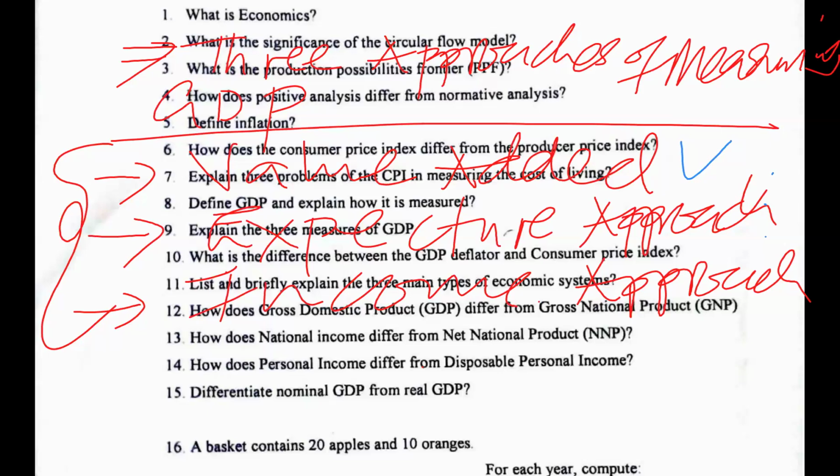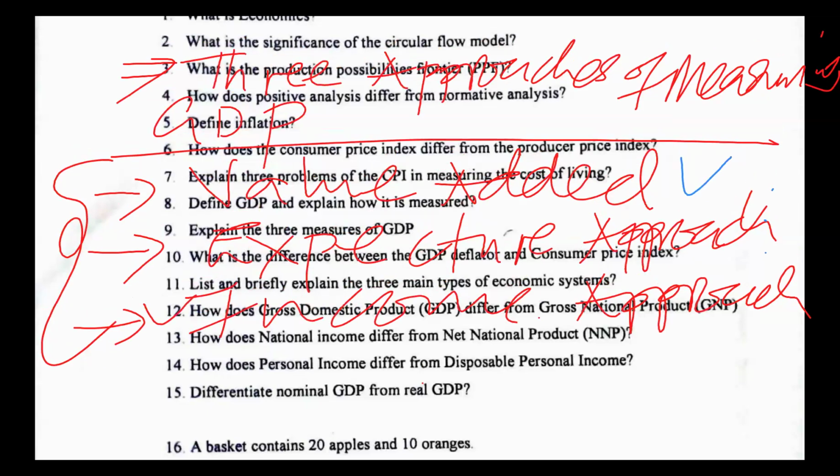We're looking at the income approach, right? Now we want to look at the income approach of measuring GDP. In a nutshell, when you talk about the income approach, what you're trying to look at is you are trying to identify the income of the country, right? Where people are getting the income from. So it starts from the factors of production.